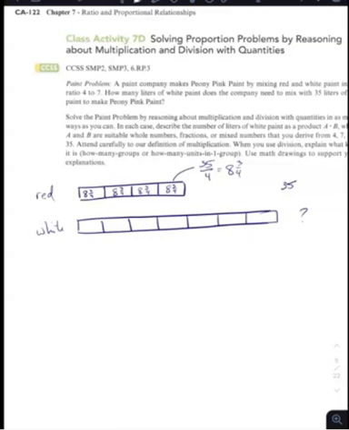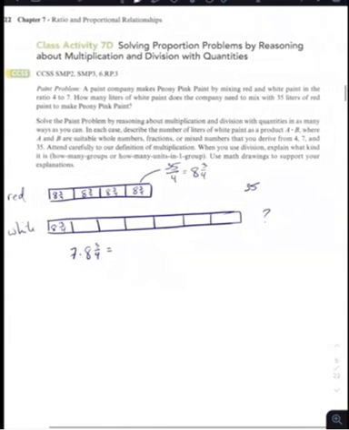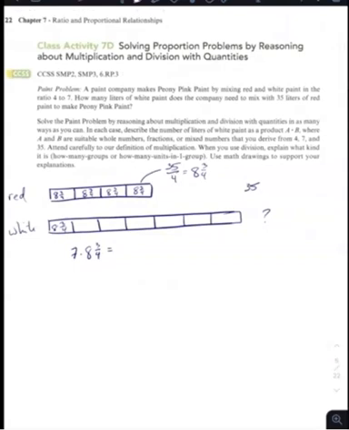Okay, so we have 4 parts in our 35 liters of red paint. Now, if we have the same to figure out for white, then we'll actually have 7 of those 8 3/4. And we can figure out what that is. So 7 times 8 and 3/4. You should be able to figure it out, and you can write that answer out here.